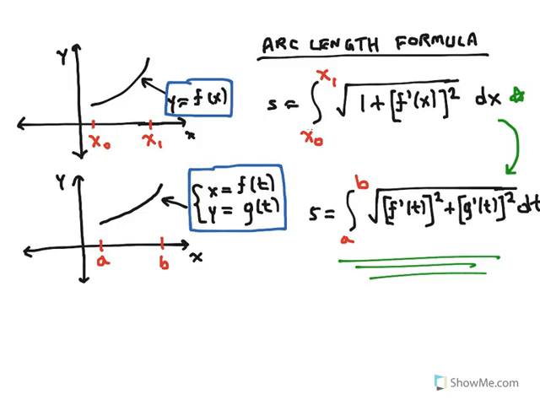So you would take the definite integral from t is equal to a to t is equal to b, and the integrand is the square root of the square of the derivative of f of t, and of course f of t is the parametric equation for x, plus the square of the derivative of g of t, and of course g of t is the parametric equation for y. You can also write f prime of t as dx dt, and g prime of t as dy dt.